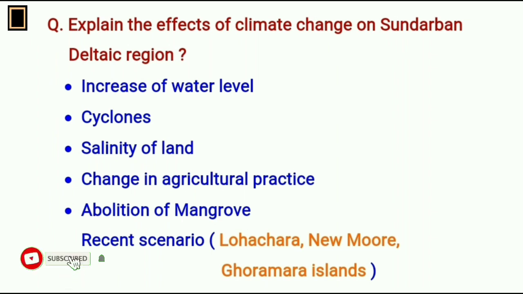Another 5 marks question from river is: explain the effects of climate change on the Sundarban deltaic region. To explain the effects of climate change on Sundarban, you need to mention the following points like increase of water level, cyclones, salinity of land, change in agricultural practice, abolition of mangrove. Due to the increase of temperature of the world, or global warming, increase of water level in the coastal region is obvious.